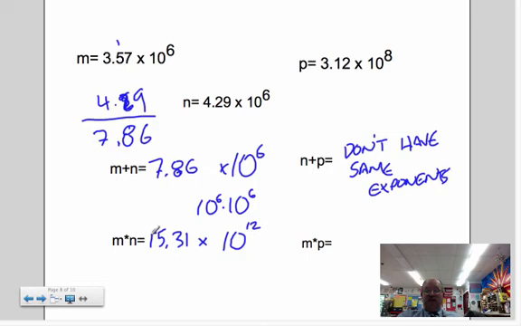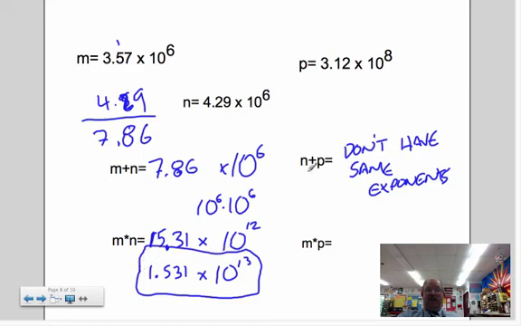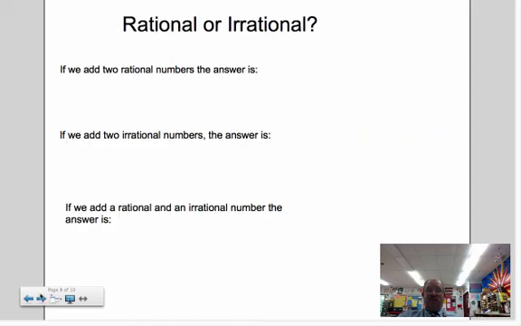Okay, but I've broken my rules for scientific notation. Hopefully you caught that, because I get a number that's bigger than 10 here. So what I need to do is make this 1.531 times 10 to the 13th. So I move the decimal place 1 over, and I add 1 to the exponent. So when I multiply them that way, that's what happens. You can try m times p if you want. Give that a shot. Tell me what you come up with when I see you next, just as a way of getting some information from you.